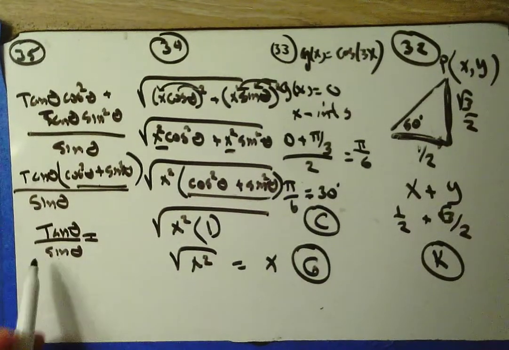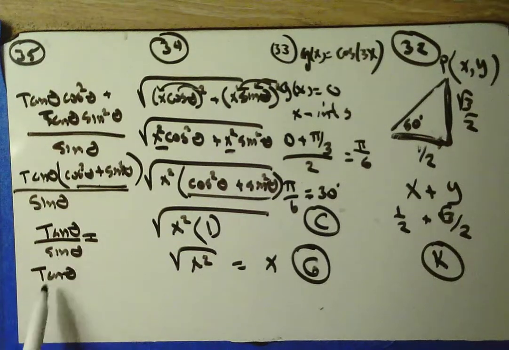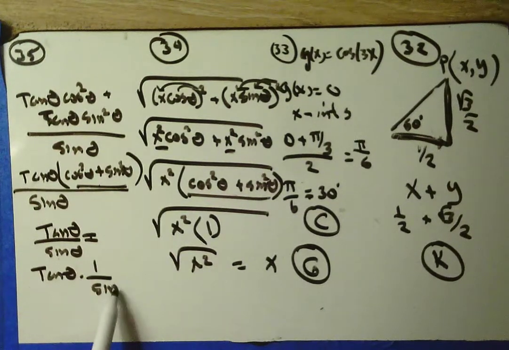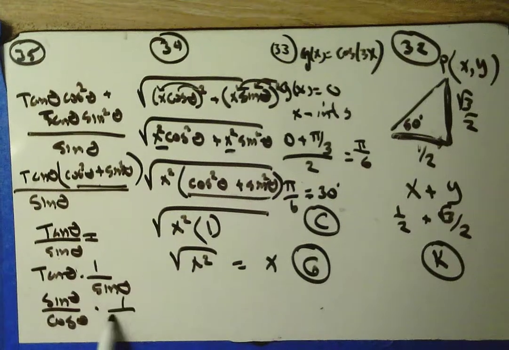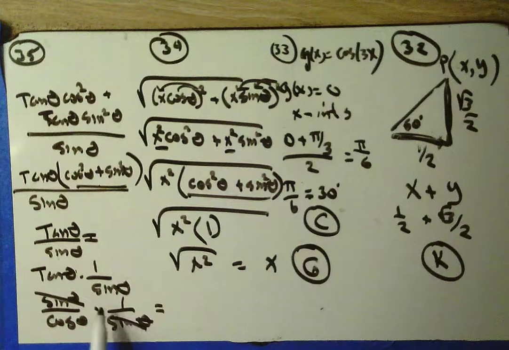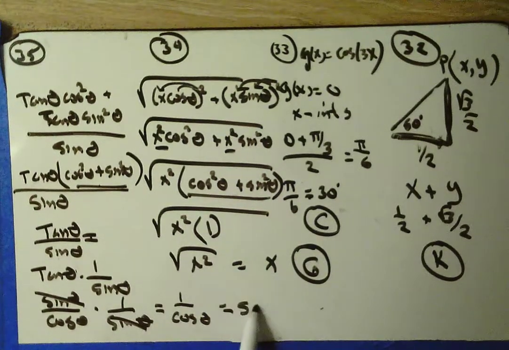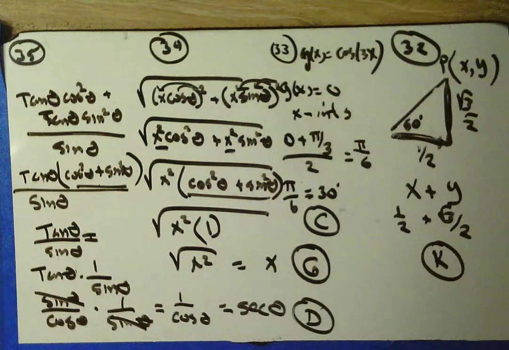I can write this as tangent theta times 1 over sine theta. And I like to do that because tangent can be written as sine theta over cosine theta times 1 over sine theta. These sines will cancel, leaving me not cosine theta, but 1 over cosine theta, which is secant theta, which is why choice D is my answer for number 35.